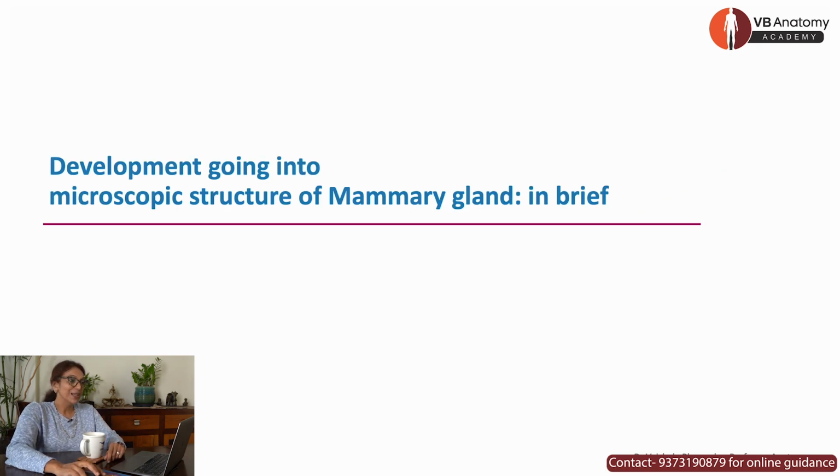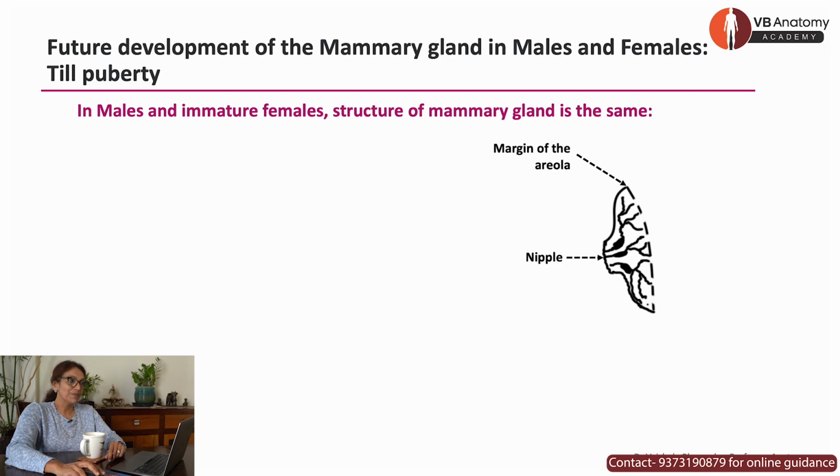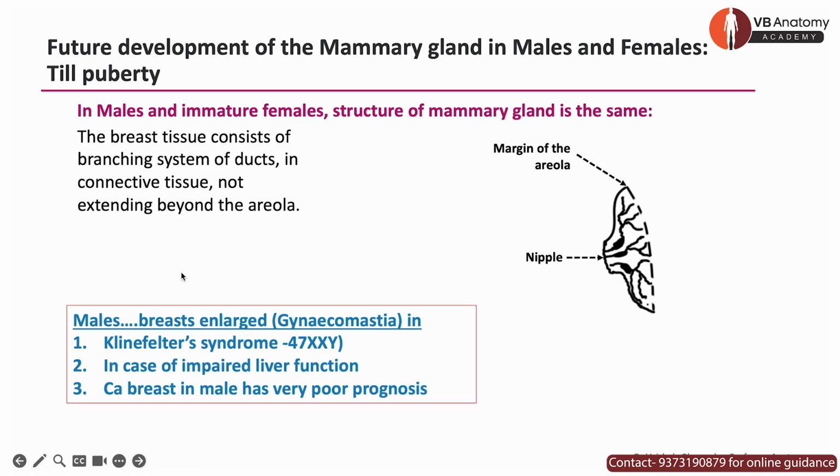Let's move on. So now what happens? The male and the female are born with these rudimentary breasts. This breast tissue is just branching ducts, and this is limited to the edge of the areola. Beyond this, in the male, there is not going to be a development of the breast unless the male suffers from gynecomastia, as seen in Klinefelter syndrome or in impaired liver function.